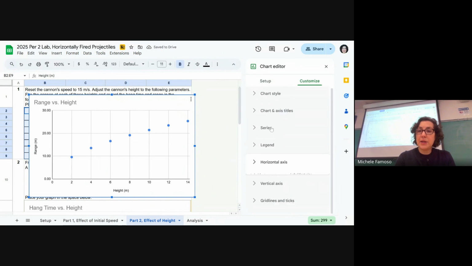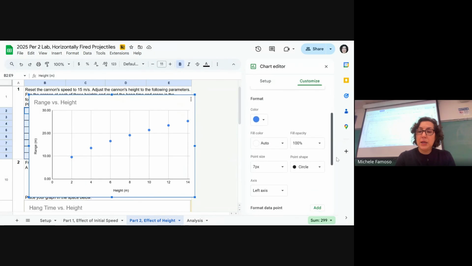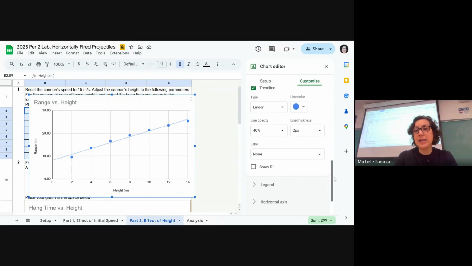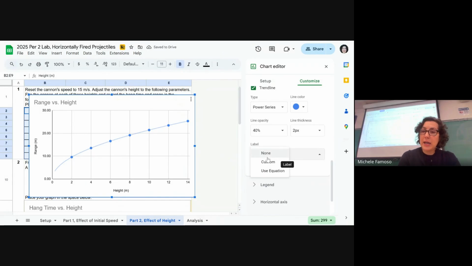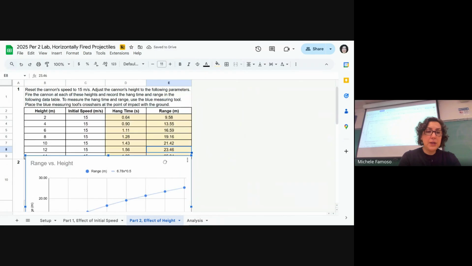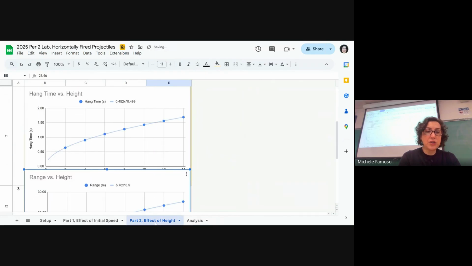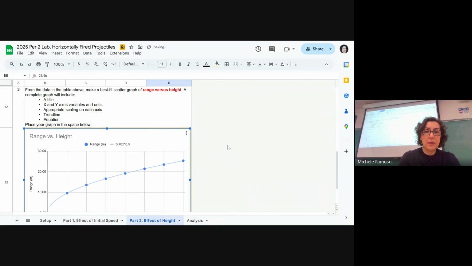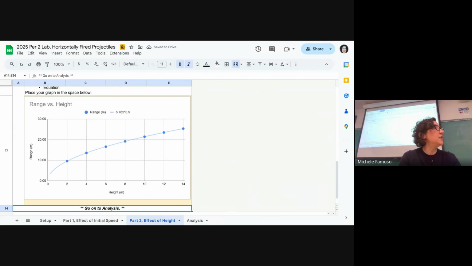Now I can go ahead and add my trend line under the series option. Linear is the default. Does linear look like a good fit? No. Let's see if we can do better. What should we select next? Power series, try it. That fits it perfect. So let's go ahead, add the label for use equation. We can now select that graph, drag it down into the space for question 3. And notice it now tells us to go on to the analysis where we're going to answer the questions.